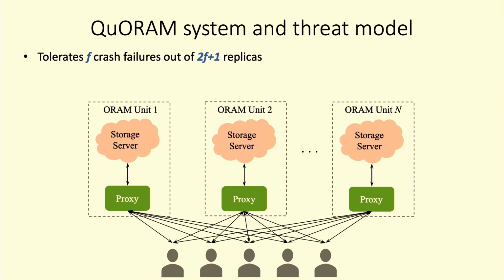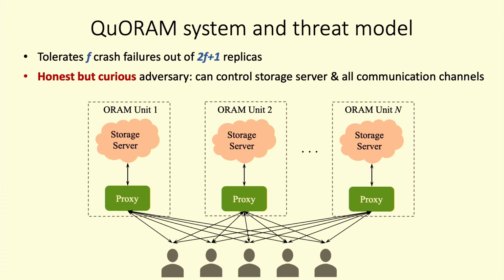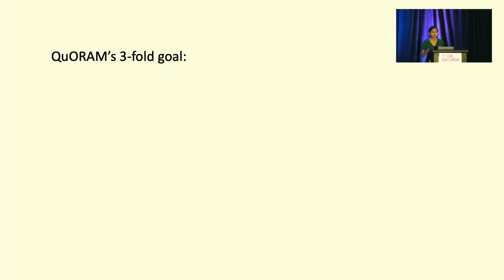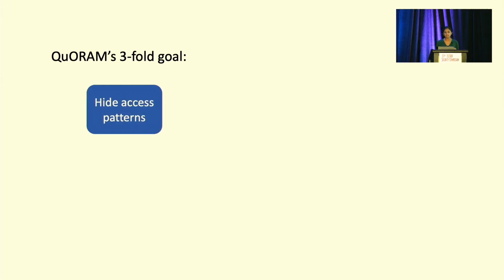To tolerate F crash failures, QuORAM replicates the data across 2F+1 replicas, and it tolerates honest but curious adversaries that can control all of the storage servers as well as the communication channels in the system. Having given the system and threat model, let me now define the 3 goals that we want QuORAM to achieve. At its core, it is an oblivious data store, so we want it to hide access patterns.